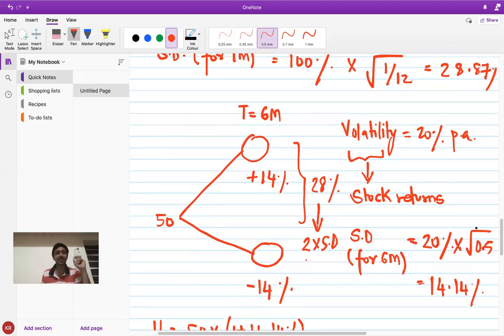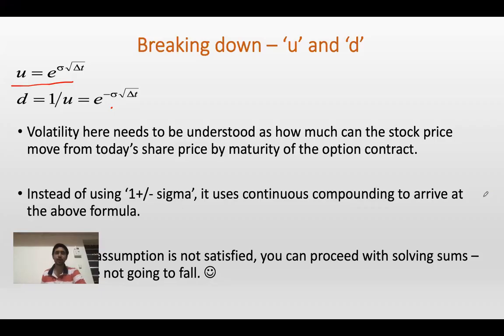But this is discrete compounding, or simple compounding. Even if you have not learned that, that's fine. I will probably take a separate lecture for it, or give you the link to an online video where you're taught about different types of compounding. You can have compounding on a per annum basis, semi-annual compounding, quarterly compounding, or continuous compounding. The formula e power sigma root t assumes continuous compounding.